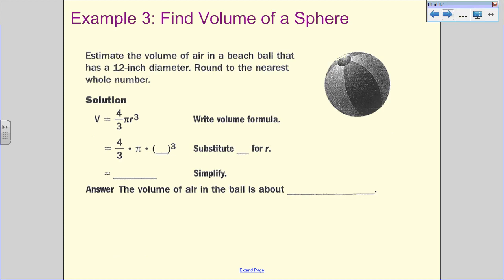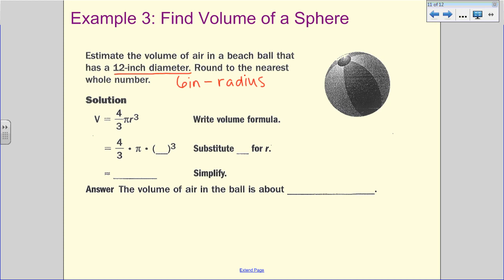All right, so now let's take a look at maybe an example of where we find using the volume of a sphere. We want to estimate the volume of air in a beach ball that has 12 inches of diameter. Round to the nearest whole number. So we're going to want to know how much air a sphere can hold. We don't want to put too much air in there. And so we can calculate what the maximum volume is for that. It has a 12-inch diameter. So realize if it has a 12-inch diameter, it has a 6-inch radius. So make sure you're making that calculation, that conversion.